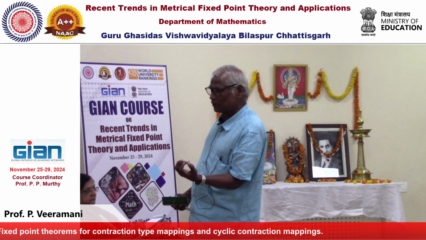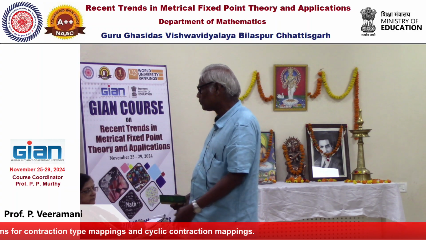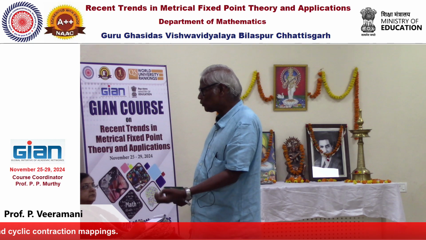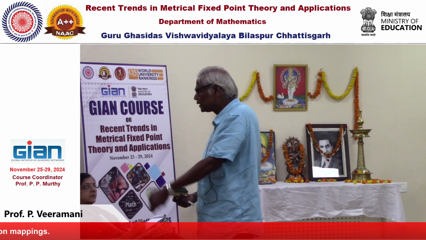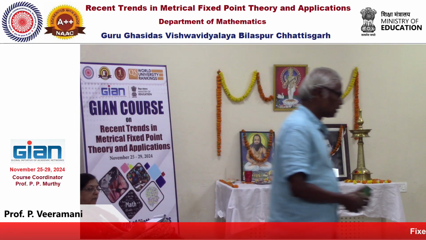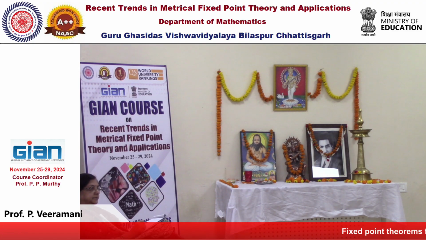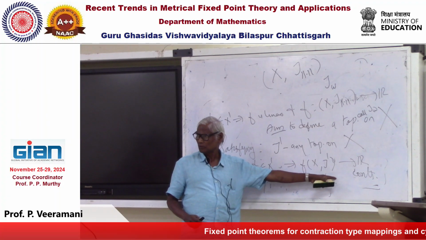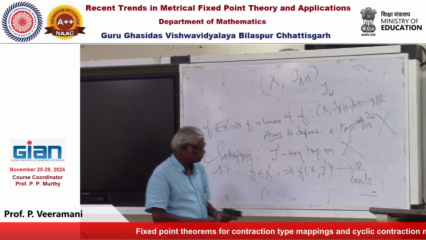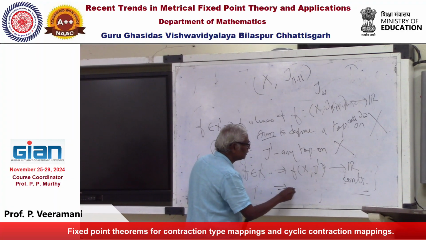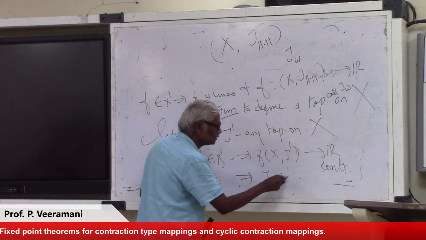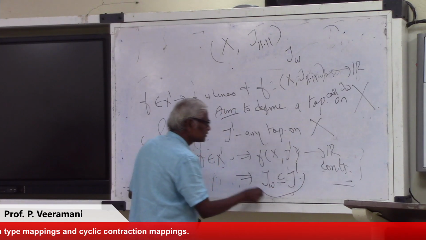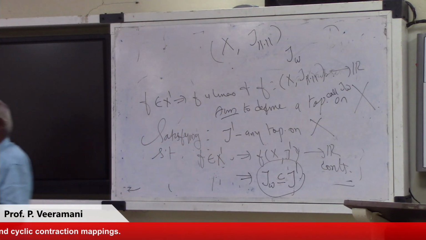That means, what is the relation between tau omega and tau prime? Tau omega should be smallest. That means tau omega is a subset of tau prime, and this condition should be satisfied for all F. This implies we want the smallest such topology that exists, and that is called the weak topology on X.